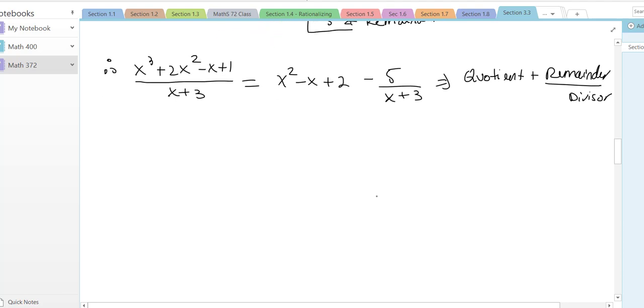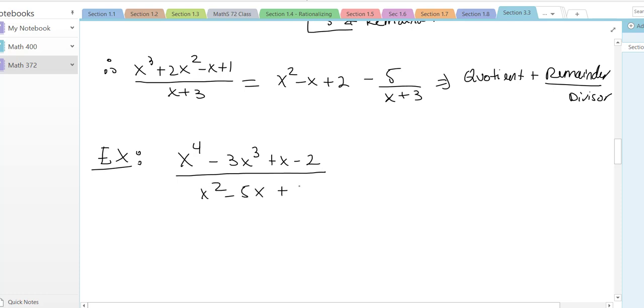So let's try another example. And how about you try it on your own, and I'm going to do the solution to this example in another video. So let's divide x to the fourth minus 3x cubed plus x minus 2 all over x squared minus 5x plus 1. So try it, see what you come up with, but I will do the solution in the next video, part 2 of long division.